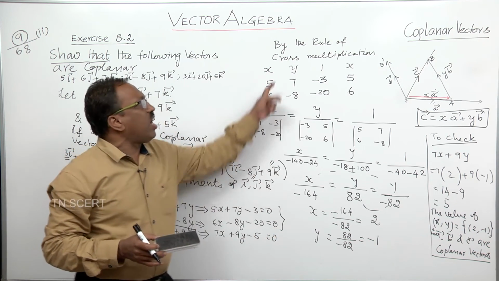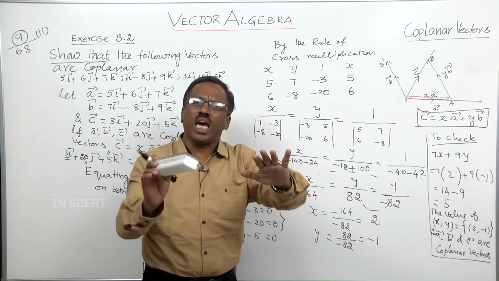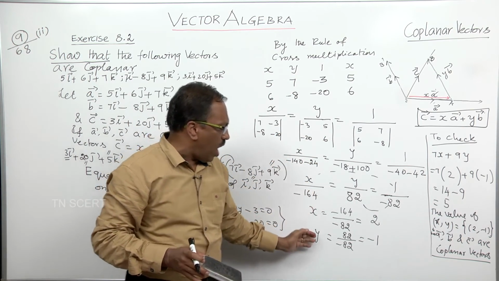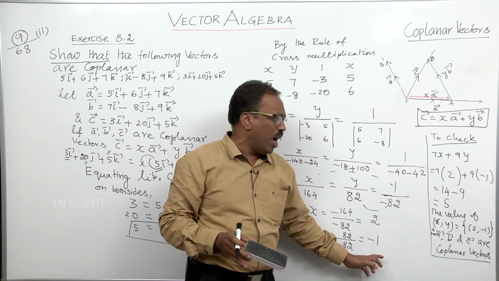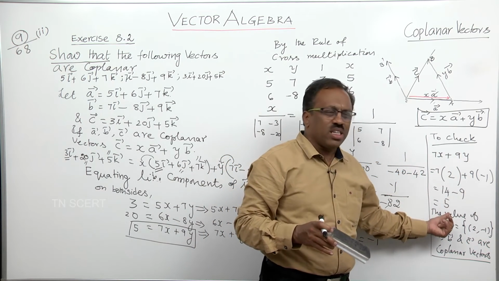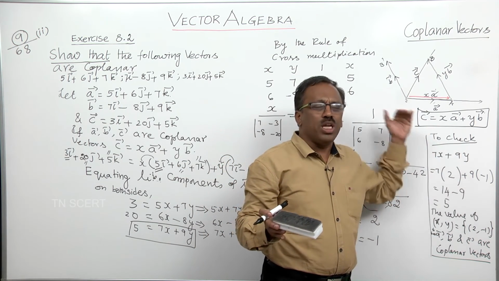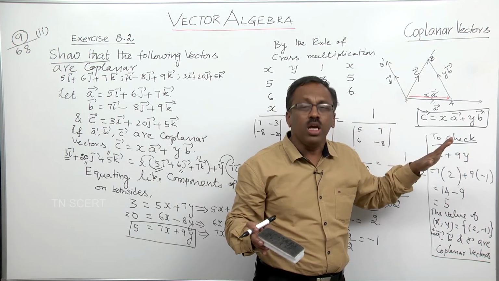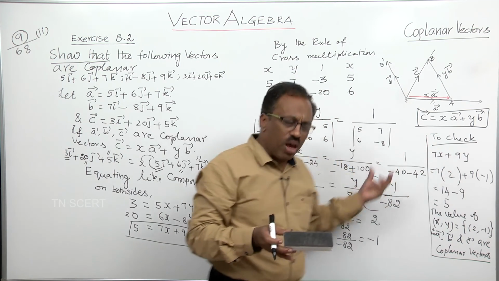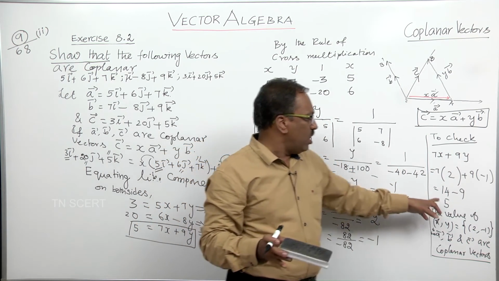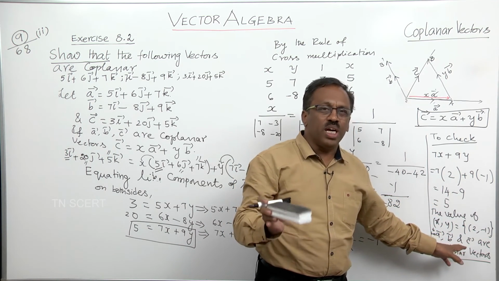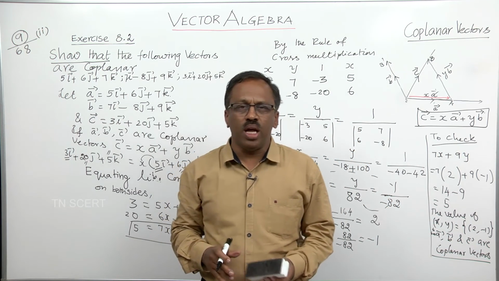I have used the rule of cross multiplication. You can take any equation, any method by which you can arrive at the values of x and y. I have found the values of x and y as 2 and minus 1. I have to take that to the third equation. If I get the right hand side, that means the vectors I have taken are right. If not, it is not coplanar. But the value I took and the result I found out are both the same. That means it is balanced, it is correct. So, I have affirmed that ABC are coplanar vectors.